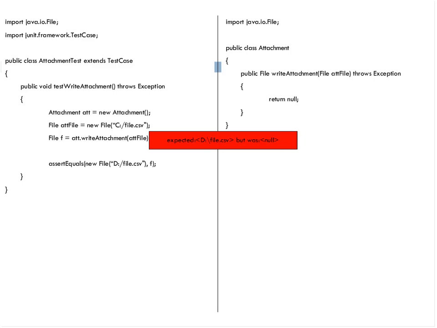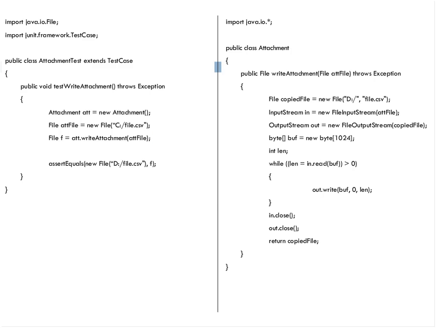Then I'll start writing the actual code for copying the file. I'll use my input streams, my output streams, write to a buffer, and then finally do my stuff. I'll write the actual code which will make that test pass. Once I've done this, I'll run the code and it will come out green, because there is a test case and a corresponding code which does all that.